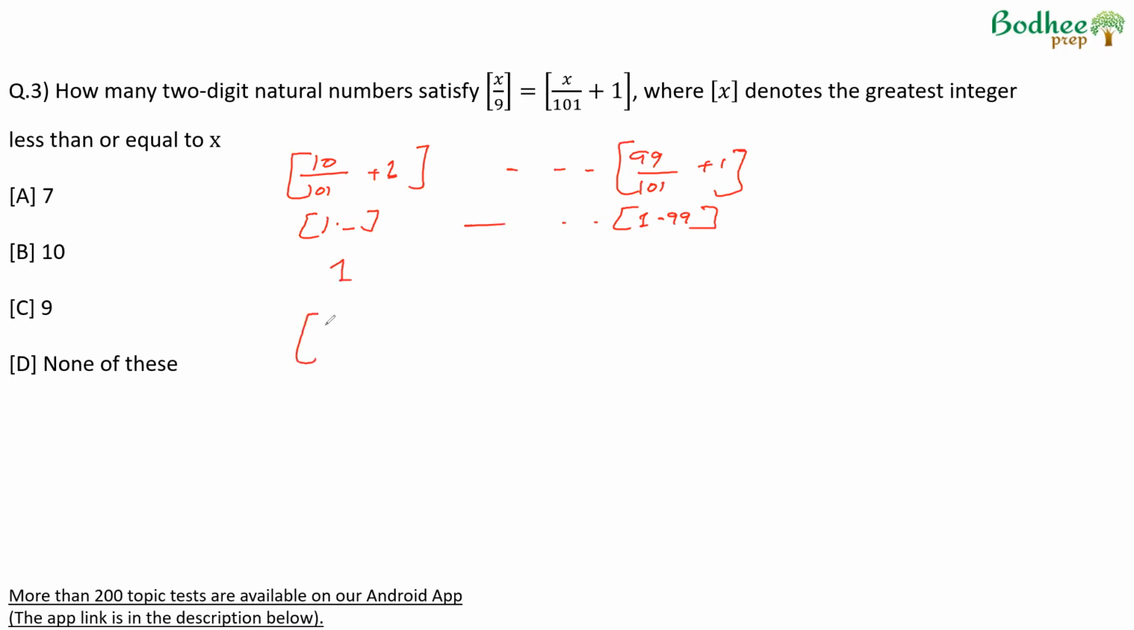And therefore, what we want is x minus 9 to be equal to 1. For all two-digit numbers, this will be less than 1. 1 plus something which is less than 1 is a value between 1 and 2.